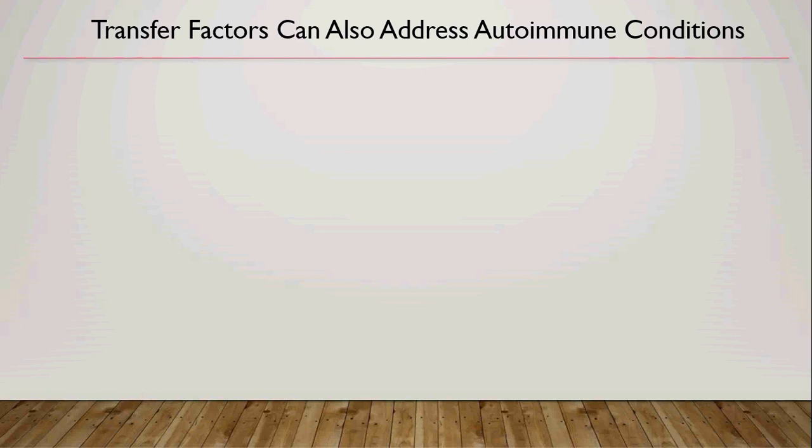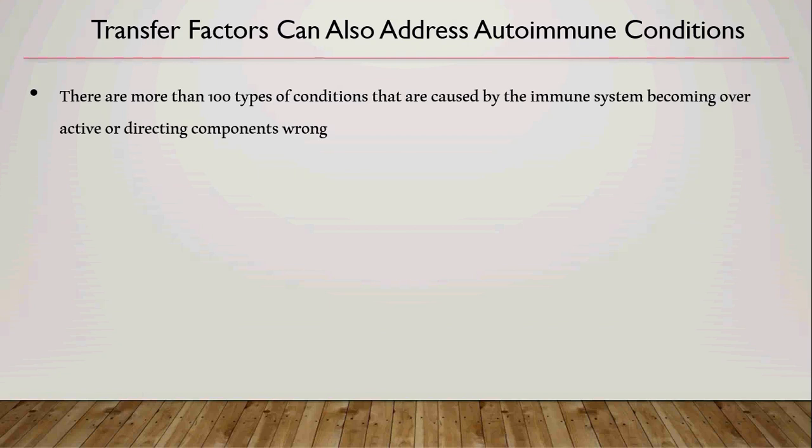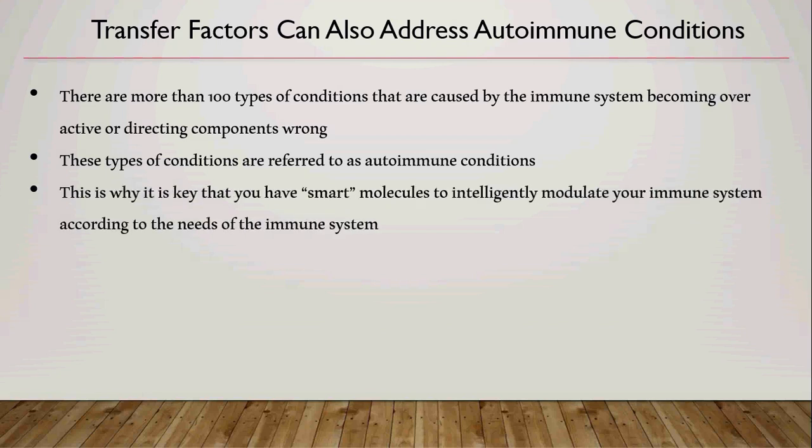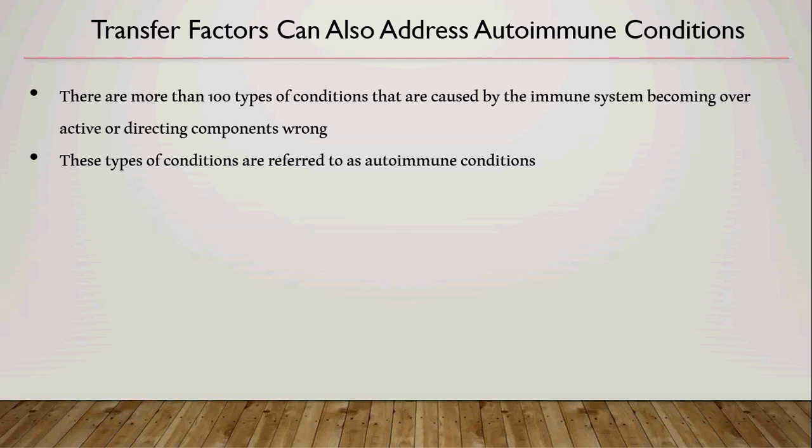Now, not only that, but transfer factors can also address autoimmune conditions. There are more than 100 types of conditions that are caused by the immune system becoming overactive or directing components wrong. These types of conditions are referred to as autoimmune conditions. This is why it's key that you have smart molecules to intelligently modulate your immune system according to the needs of the immune system. Now, I want to go back just real quickly here. There are more than 100 types of conditions that are caused by the immune system becoming overactive or directing components wrong. What's an example of this?